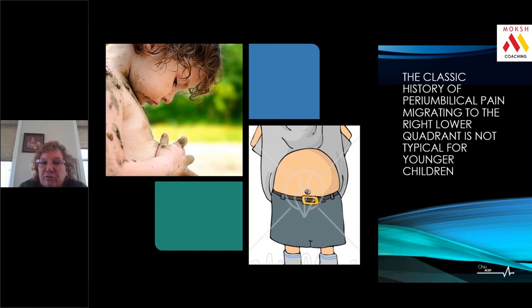The kids older than 4 are a little bit better, and they can point with their finger, and you can see my little kid in the picture pointing with his finger to his belly button, showing that he's got an ouchie. So the classic history of periumbilical pain migrating down to the right lower quadrant isn't typical for our kids under 4 years of age. The kids under 4 years of age are usually going to come in with a fever, holding their belly, refusing to eat.